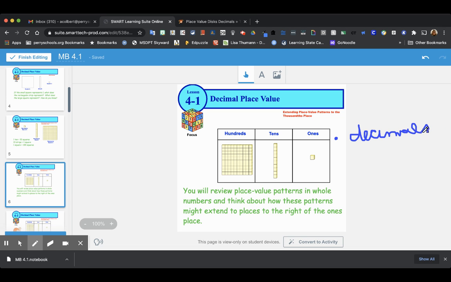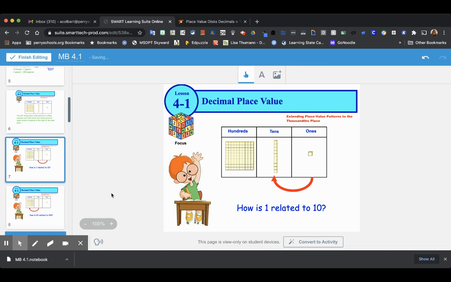Or meaning, if we connect it to our last unit of study, fractions. This is just another way to write parts of whole numbers, just parts of a number. So let's erase this and move on to the next.